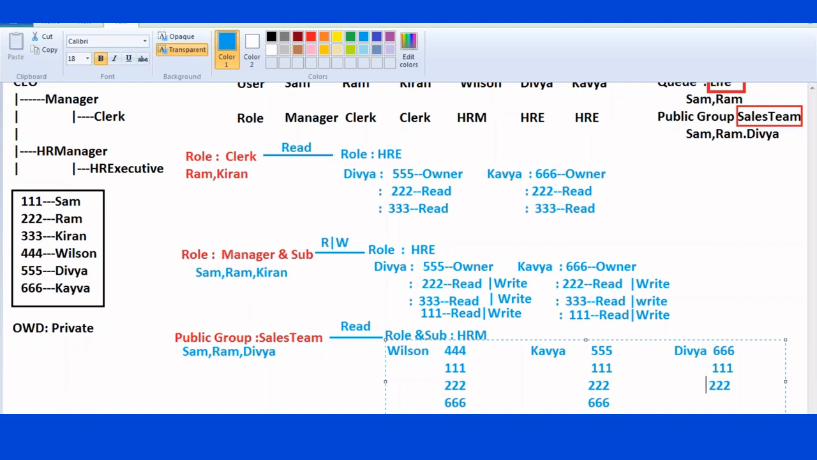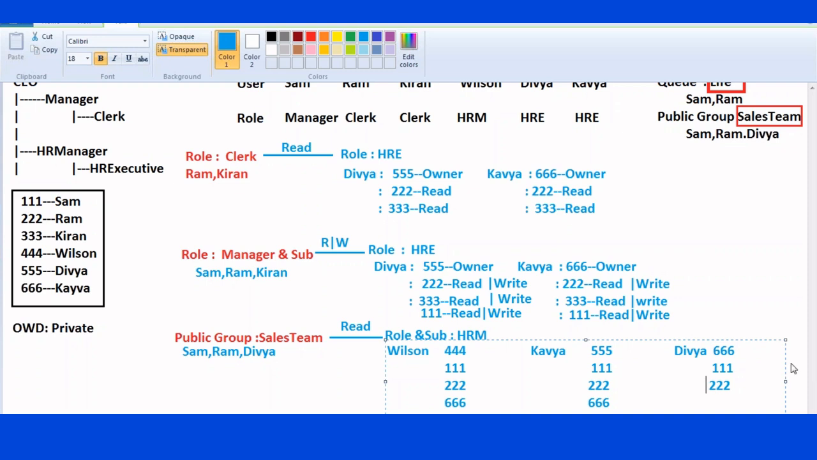People have followed. We are granting extra permissions based on what? Owner. Records which are owned by this user, share them with this user, which is called owner-based sharing rule. People have followed this point, Satish.